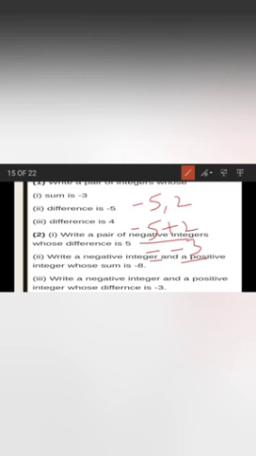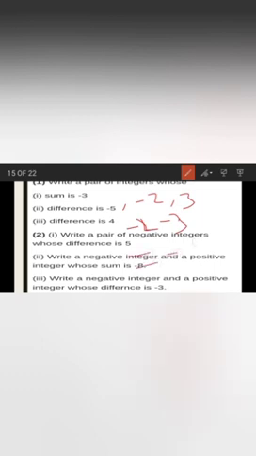Second, it is asked, write a pair of integers whose difference is minus 5. So you can take minus 2 and 3. If you take minus 2 and 3, the difference of these numbers, minus 2 minus 3, will be minus 5. I hope it is clear. So you can do the third part similarly.